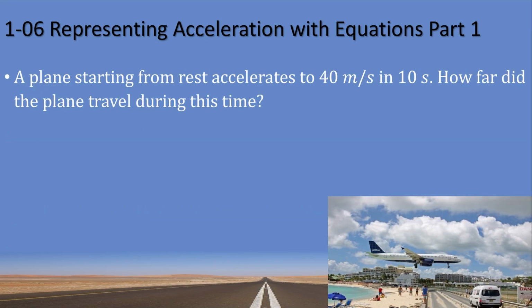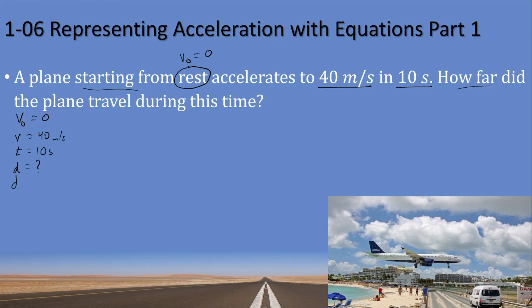A plane starting from rest accelerates to 40 meters per second in 10 seconds. How far did the plane travel during this time? Well, rest means that our velocity is 0. We start from rest, so that means our initial velocity is 0. So we're going to make a list of everything we know. Then we have 40 meters per second. That would be the final velocity. 10 seconds would be time. How far did the plane travel during this time? So we're looking for our displacement.